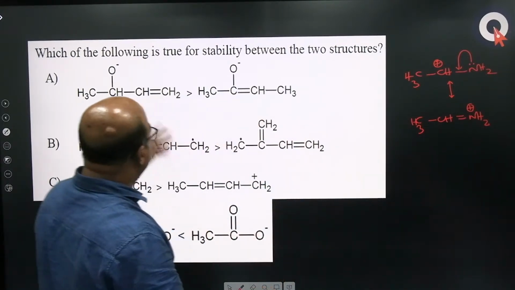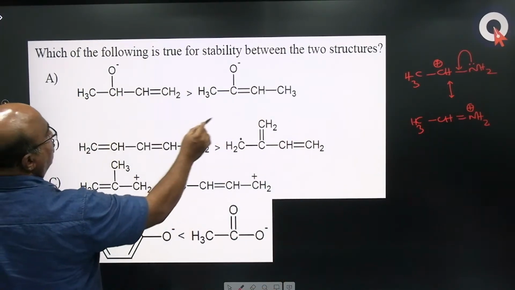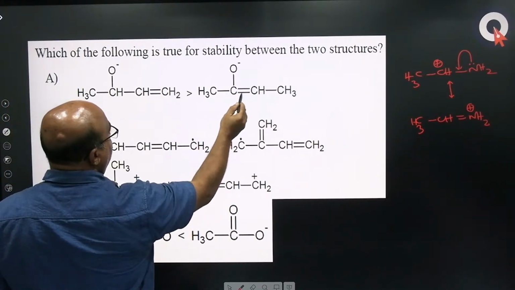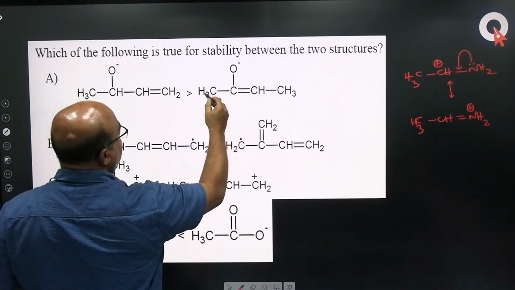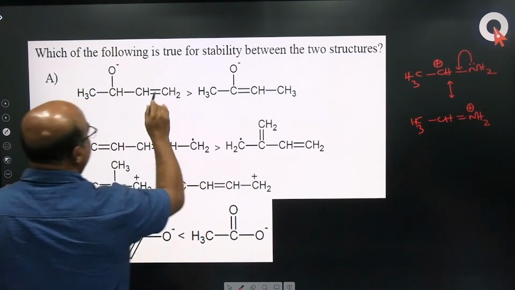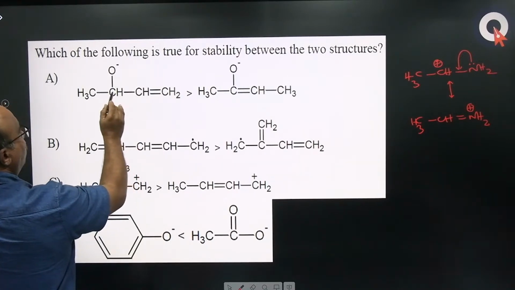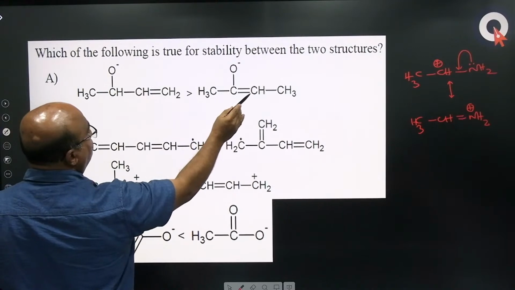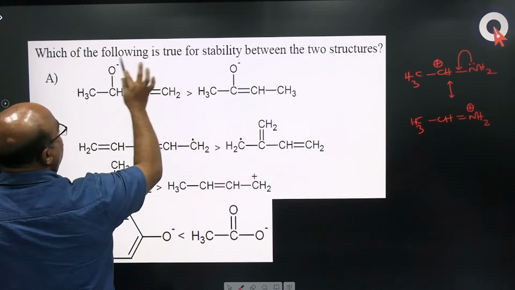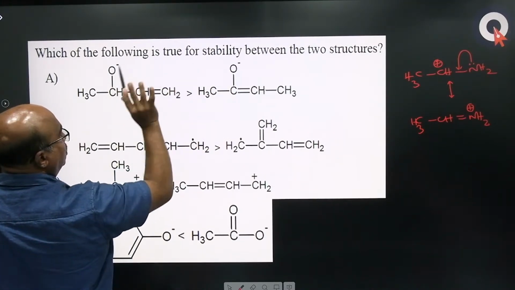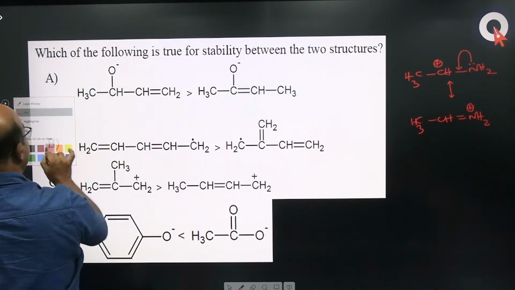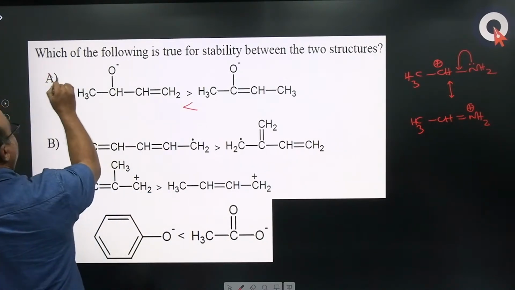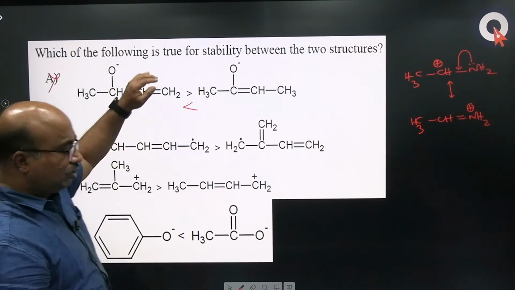So now what is in this case? This carbon has a double bond here, and this carbon with a double bond has hyperconjugatable hydrogens. But here there is only one hyperconjugatable hydrogen. So one hyperconjugatable hydrogen here, 6 hyperconjugatable hydrogens there. And in both cases oxygen has the negative charge. So stability-wise, this is wrong, this is more stable. So this is not our option, because we have to pick which is true.